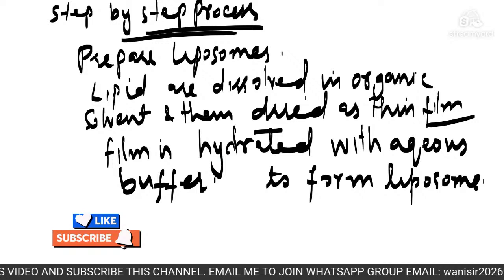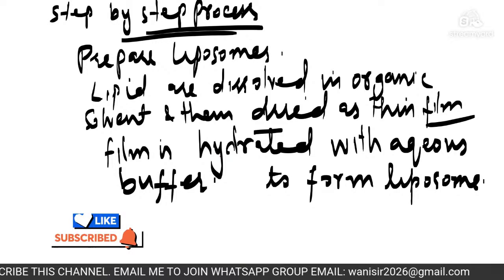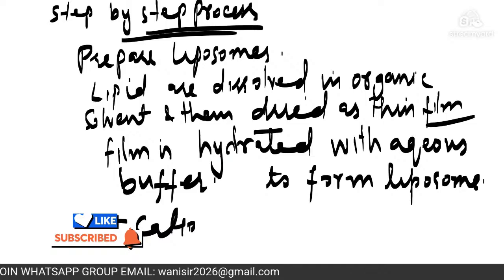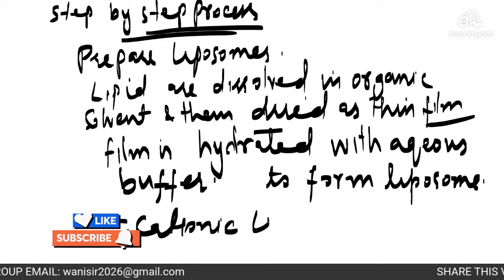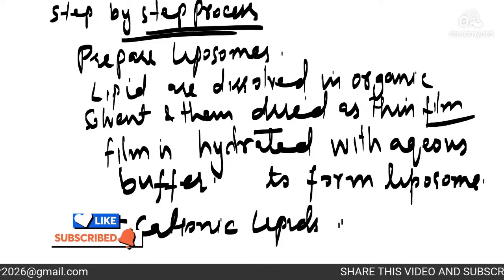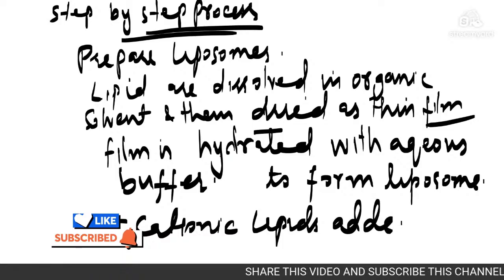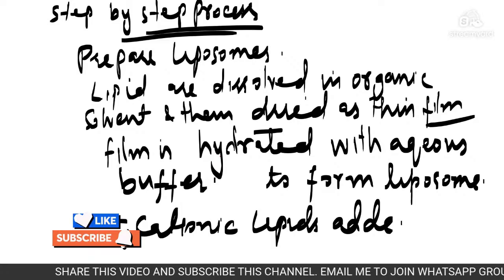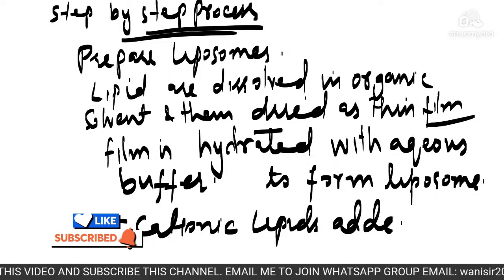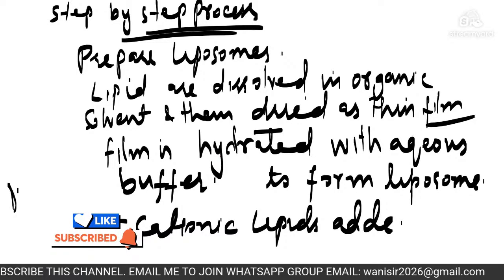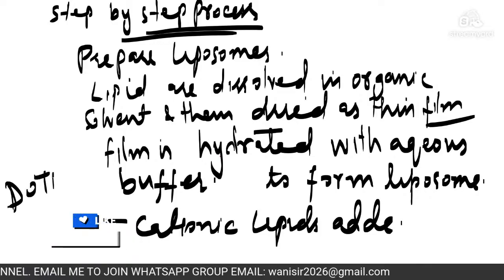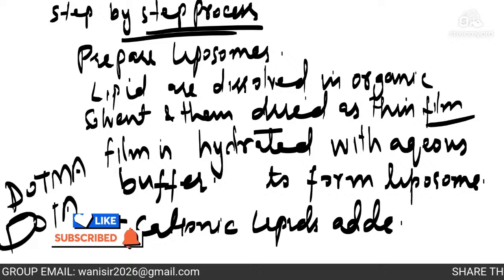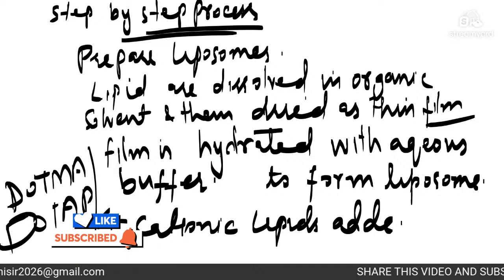For gene delivery, cationic lipids are mixed in so that the liposome carries a positive charge. Now, cationic lipids are added to form the positive charge. What are those cationic lipids? I told you earlier that those are DOTMA and DOTAP. These are the two cationic lipids.